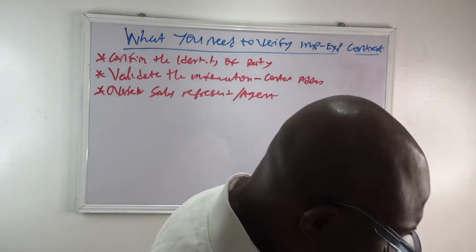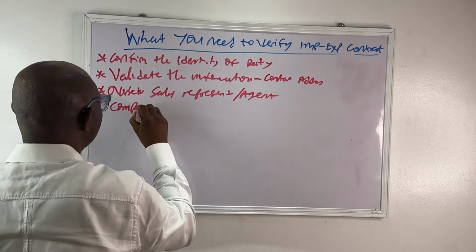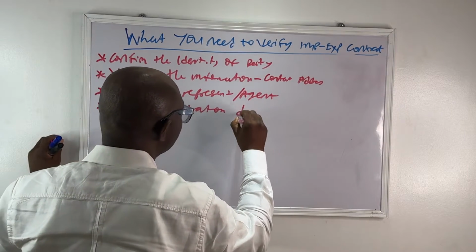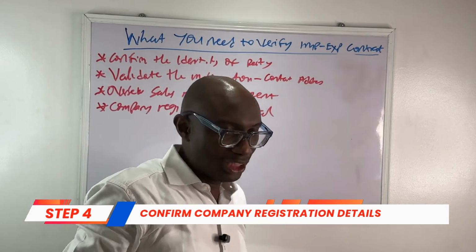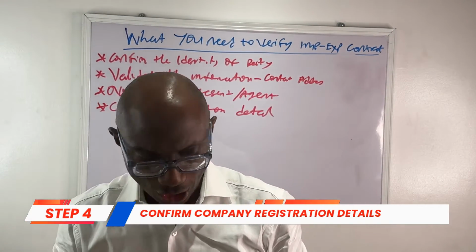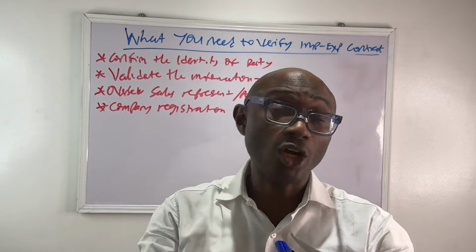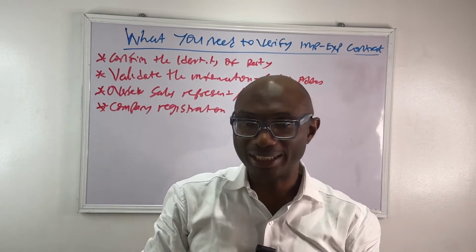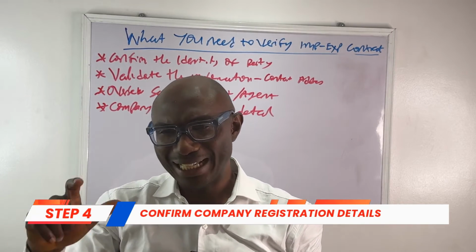Company registration. So you provide your company registration details. Now, what does this mean? In Nigeria, for example, we have CAC, Corporate Affairs Commission. In some countries, they call it Companies House. Different countries call it different names. But the idea is this: whichever country it is, you can check the body registering businesses in that country.